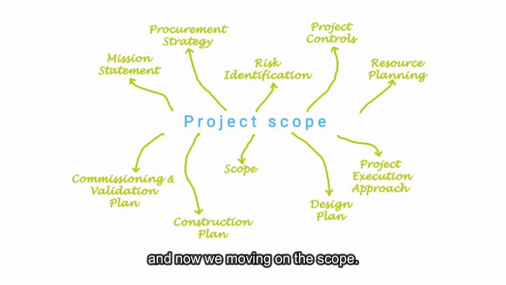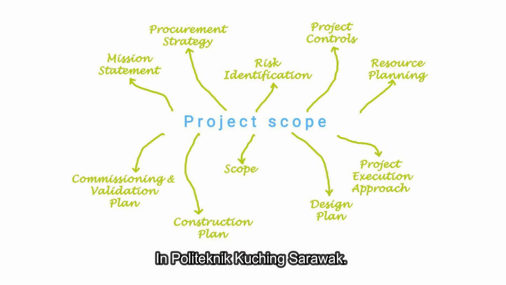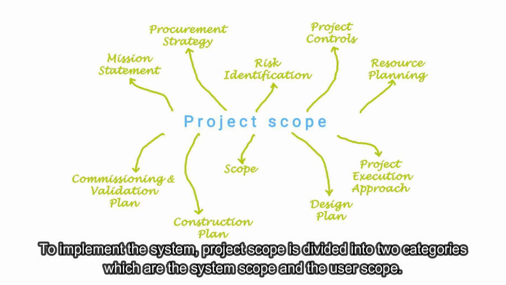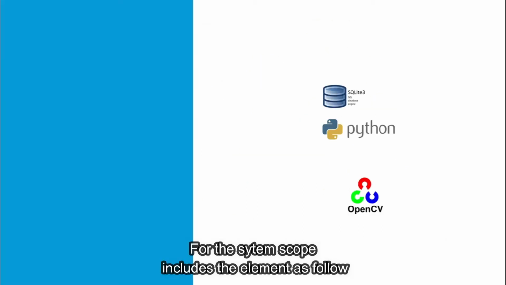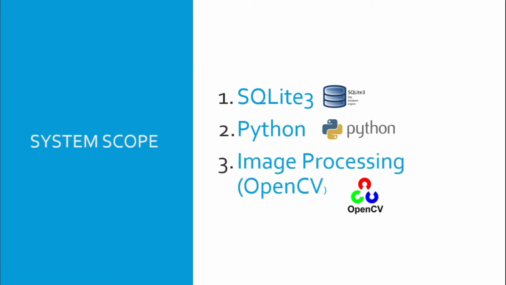And now we're moving on to the scope. This project is limited to the students and lecturers of JTMK in Polytechnic Kuching, Sarawak. To implement the system, project scope is divided into two categories, which are the system scope and the user scope. The system scope includes the elements as follows. For our software, we are using SQLite 3 for our database. And next we have Python and image processing OpenCV.